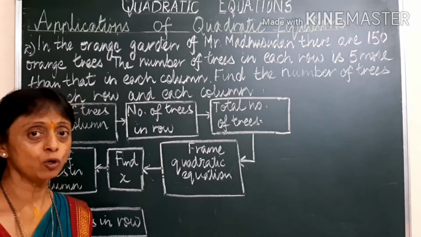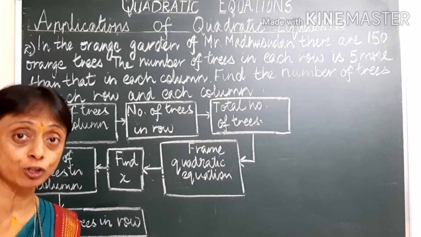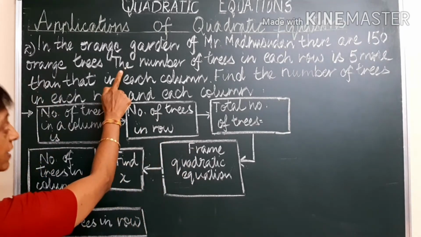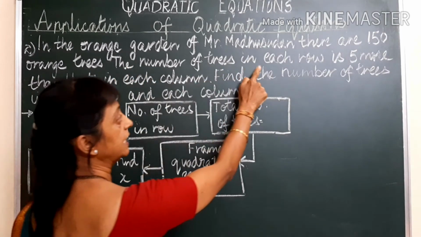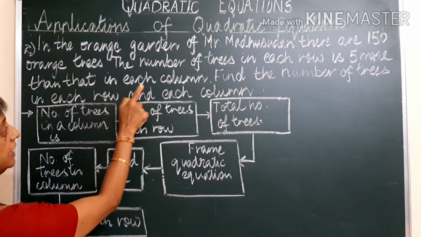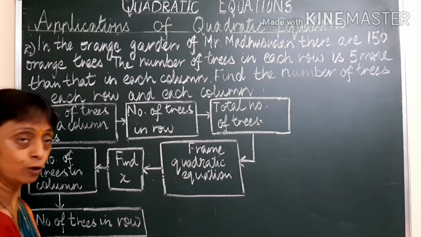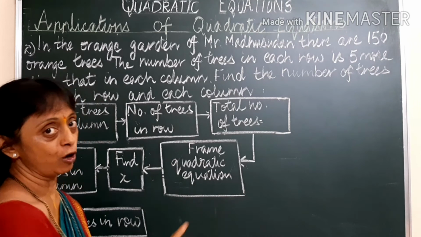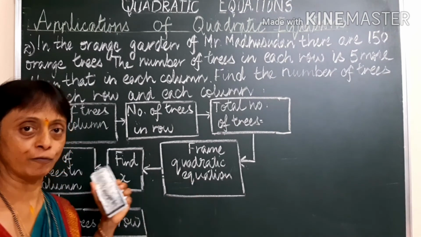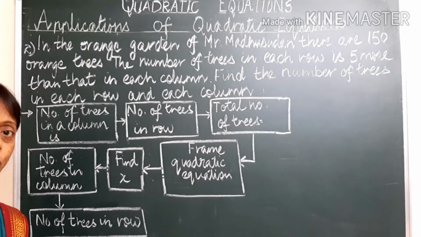So they have given you how many trees are there in each row and how many trees are there in each column by giving you an interrelation between them. So once again I repeat, the number of trees in each row is 5 more than that in each column. Find the number of trees in each row also and in each column. So let's start with the problem, children. They have given you in the form of a flow chart. They have given you the steps. Let's follow the steps and find out the answer.